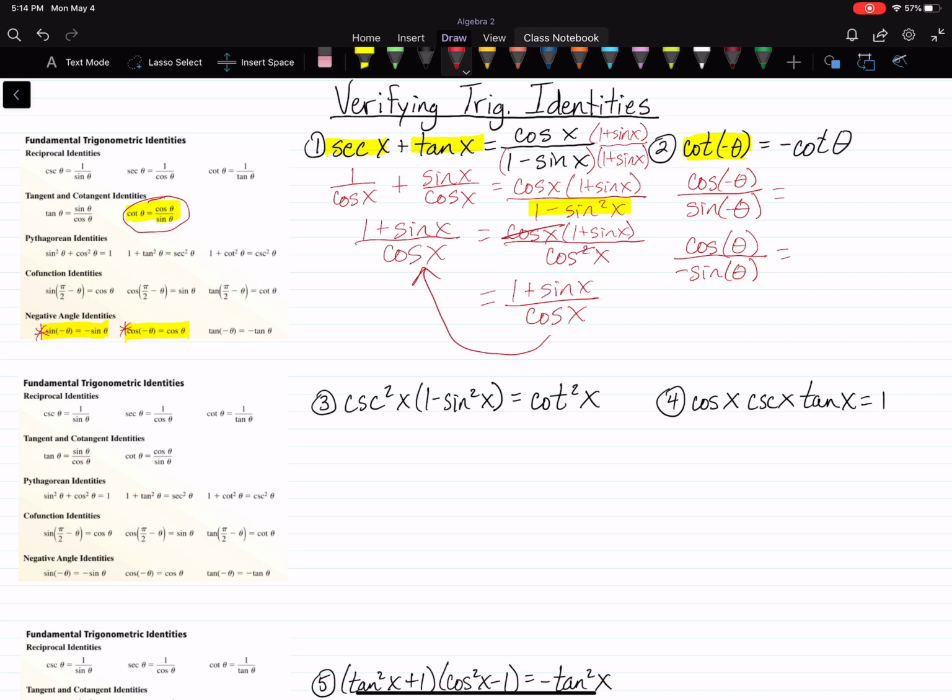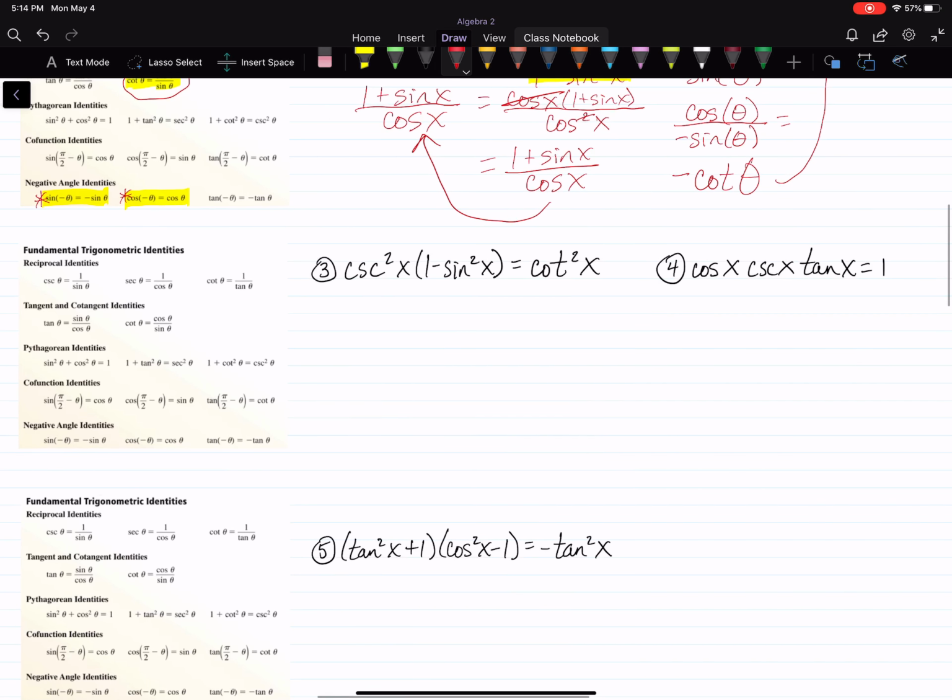Now we can go right back up to the cotangent identities. This is negative cotangent theta. Got the same thing, we're done. As soon as you get the same thing on one side as you do on the other, you are finished. So that's what we were looking for. All right, number 3.